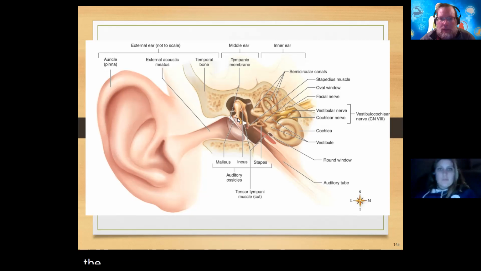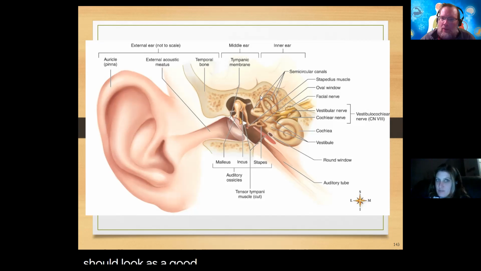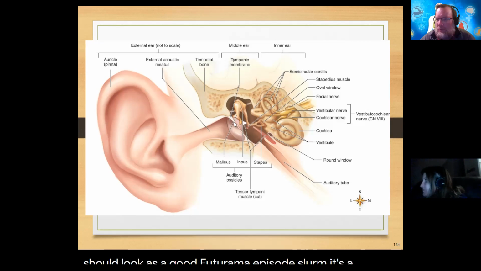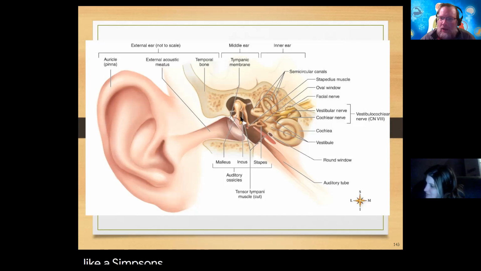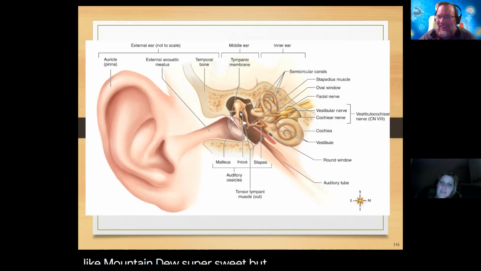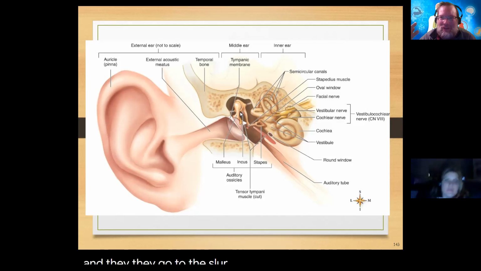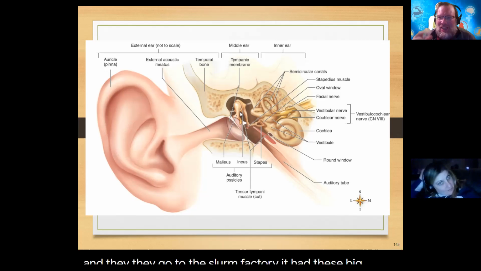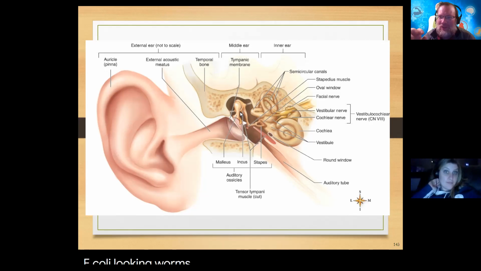The aspartame, it comes from something. It comes from E. coli, so it's like E. coli poop. There's a good Futurama episode you should look up. Slurm is a drink that gets produced. Futurama is like a Simpsons thing, created by Matt Groening, but it's pretty cool. There's one episode on Slurm. It's like Mountain Dew, super sweet, but they go underground to the Slurm factory, and it's these big giant E. coli looking worms with things hooked up to their little teats, pulling sugars out of them, and that's how they make it.